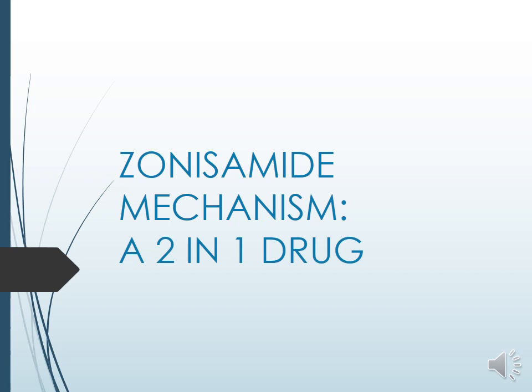Zonisamide is a highly effective broad-spectrum anti-epileptic drug. What we mean by broad-spectrum is that it works both for focal epilepsies and generalized epilepsies. And this is possible because of a two-in-one mechanism. What is this mechanism? We'll see now.